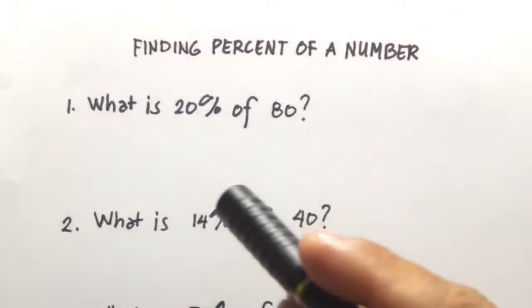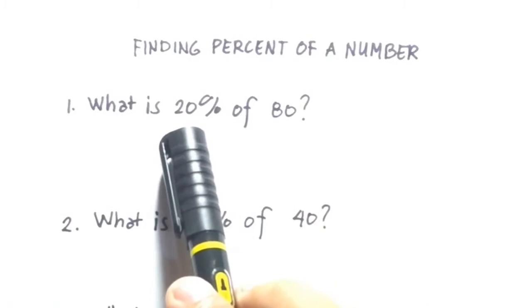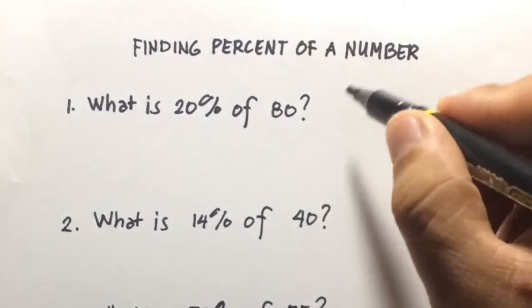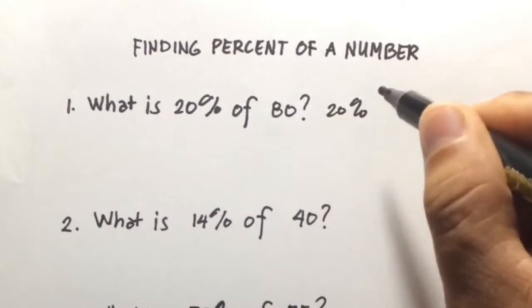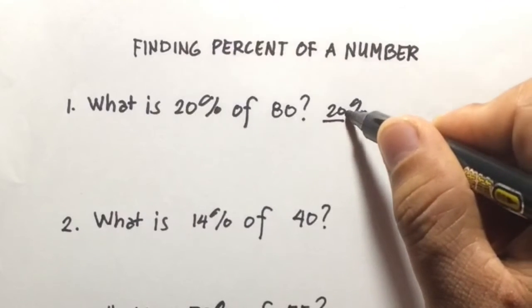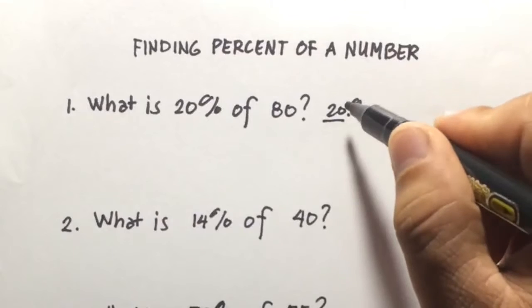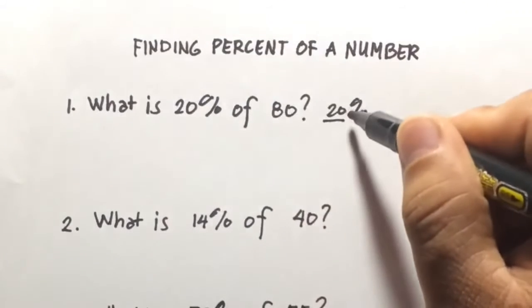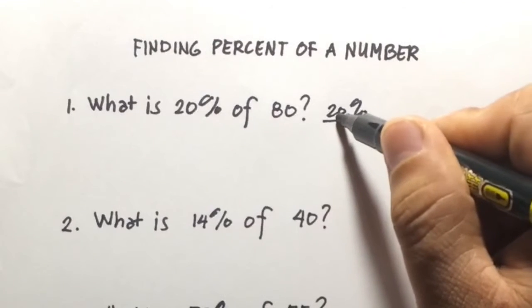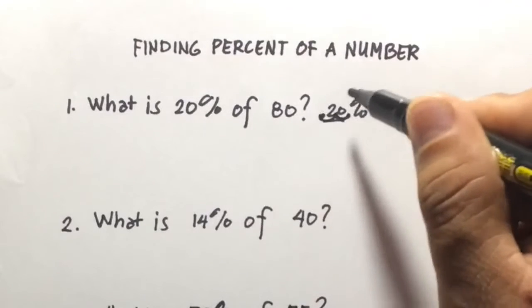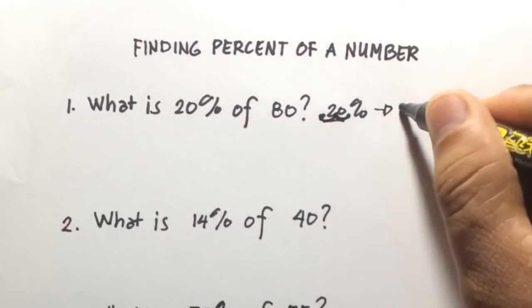So the first thing that you're going to do is change 20% to a decimal. So this is 20, so the decimal is in here. What you're going to do is just move the decimal 2 places towards the left. So this will become 0, then 2. So this 20% will become 0.2.